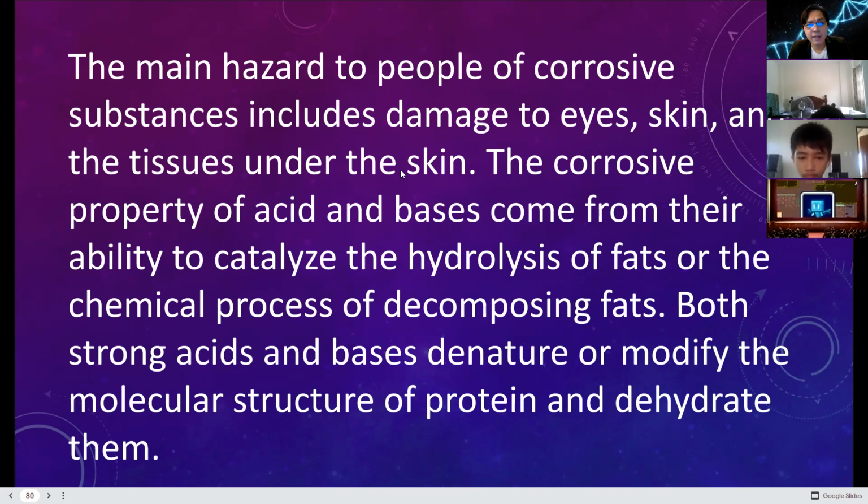Both strong acids and bases denature, or modify, the molecular structure of proteins and dehydrate them. When you say dehydrate them, you release a lot of water. That is the reason why, if you are exposed to an acidic environment, like hydrochloric acid, you need to wash it over with water, because it can actually dehydrate your skin. It can change the protein structure, or the molecular structure, of your skin. Do you have any questions so far?